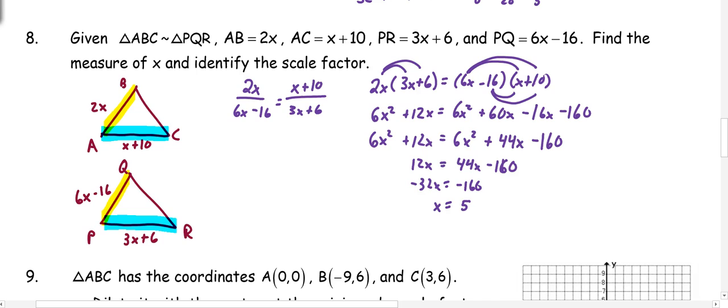Now that I know x is 5, I need to substitute in order to get my scale factor. So I'm going to substitute into the yellow side. So 2 times 5 is 10, and 6 times 5 minus 16 is 14. So remember that your scale factor is your new shape over your old shape. So PQR is the new shape, ABC is the old shape. So we have 14 over 10, which reduces to 7/5.